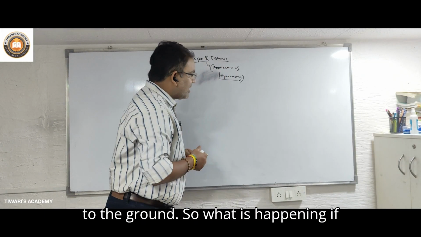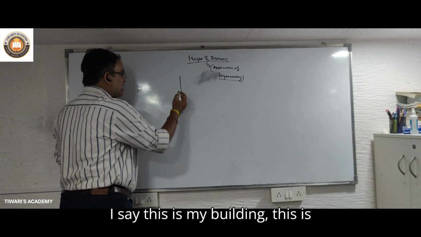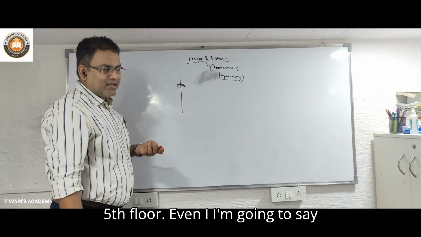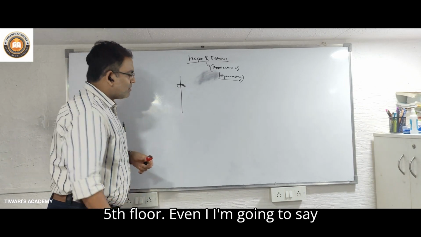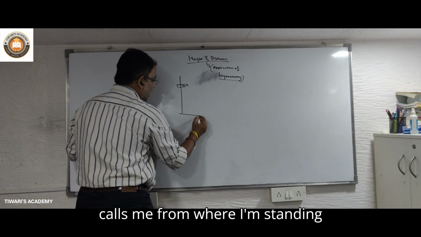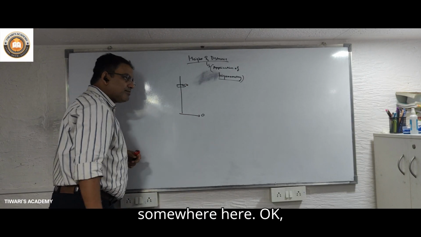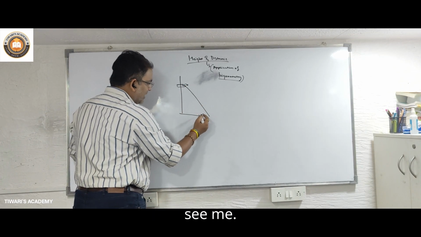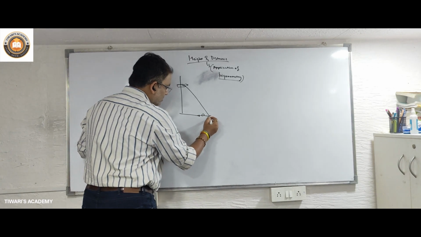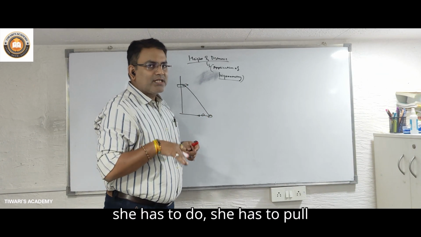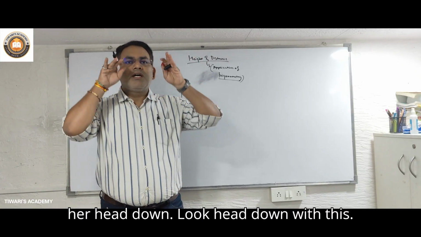So what is happening? If I say this is my building, and let's say my mom stays on the 5th floor. Even I mean to say I'm staying on my 5th floor. So mom calls me from here. I'm standing somewhere here. The mom has to see me somewhere here. So to see me, what she has to do? She has to pull her head down.